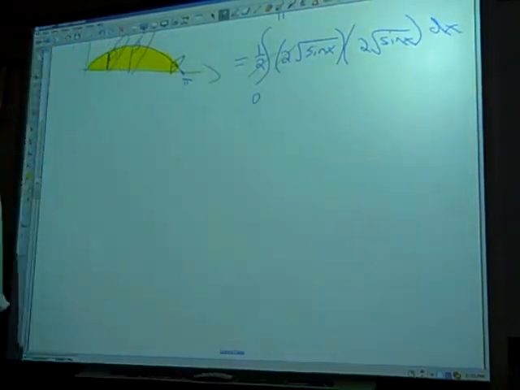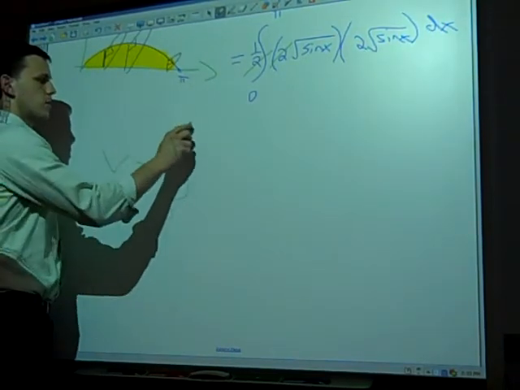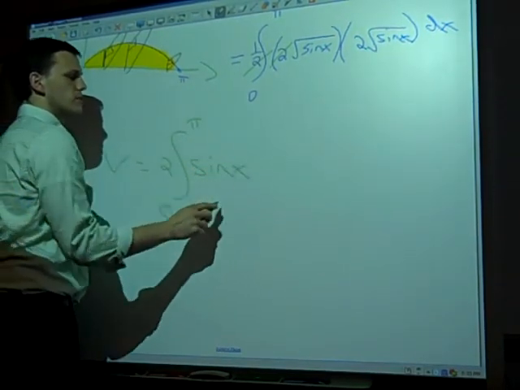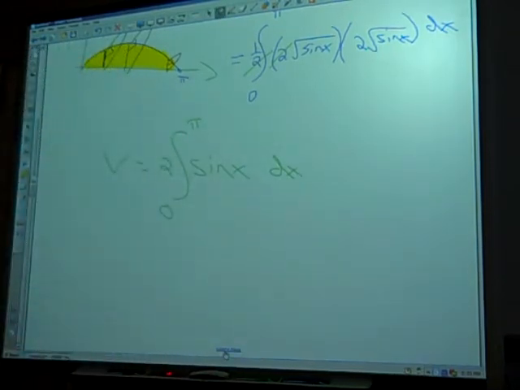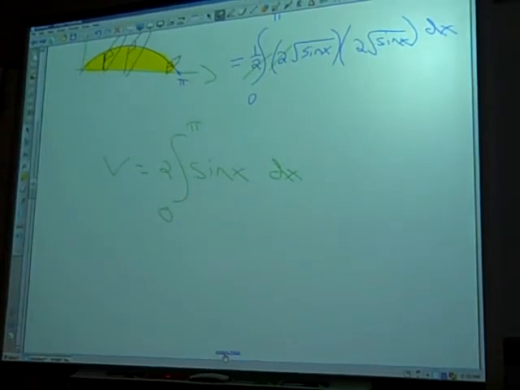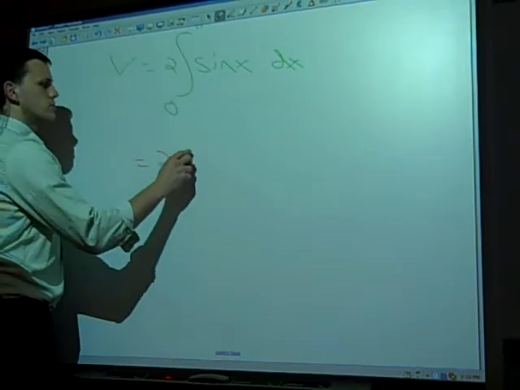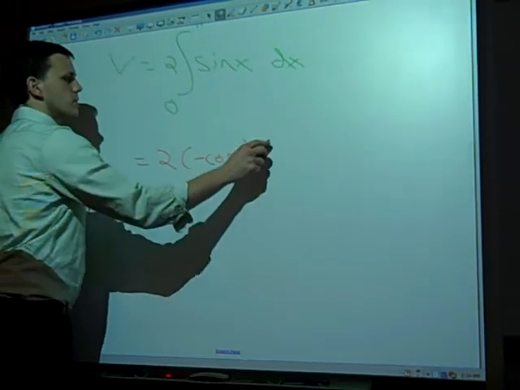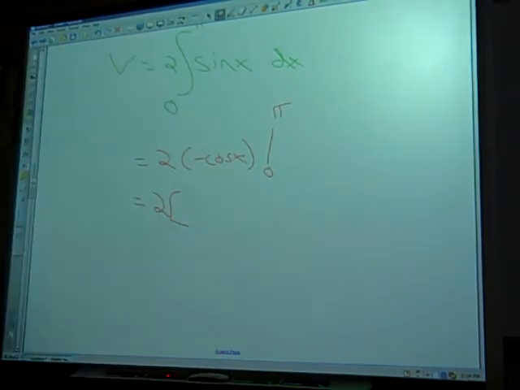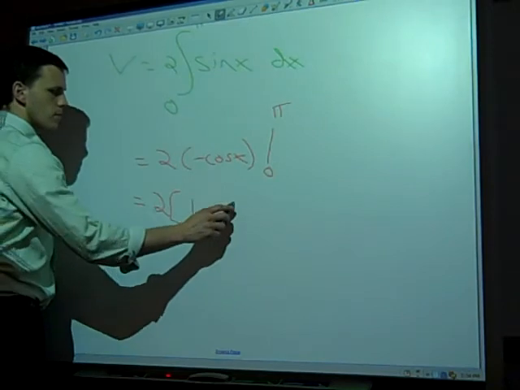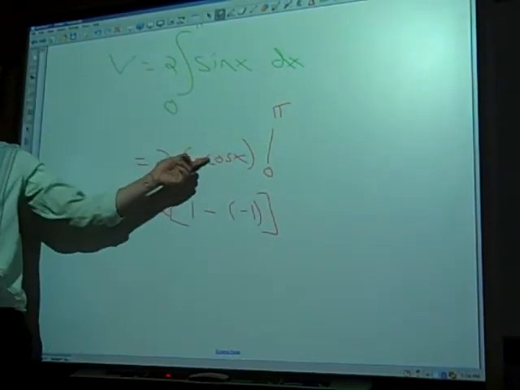Child's play, right. 1/2 cancels with one of the 2's. The square root of sine of x times the square root of sine of x is sine of x. So what's the integral of sine of x? Negative cosine, right. So this is 2 times negative cosine of x from 0 to pi. What's the cosine of pi? Negative 1. The cosine of 0 is 1, so it's 1 minus negative 1, because it's negative cosine.